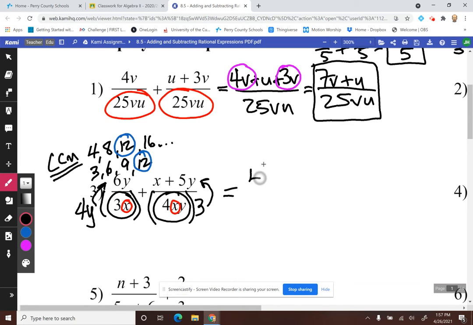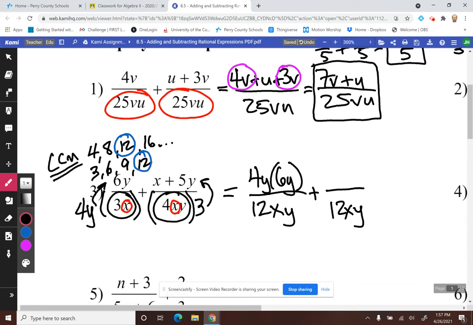Now I have 4y times 6y, and that's all over... Now let's think about what our common denominator is. 4 times 3 is 12, and I have an x and I have a y. So that now is my common denominator. And notice what happens. We're adding to that the same exact common denominator over here because I have 3 times 4, which is 12, and I have xy. So I have 12xy. So you can see what we were doing. We were getting a common denominator in both terms.